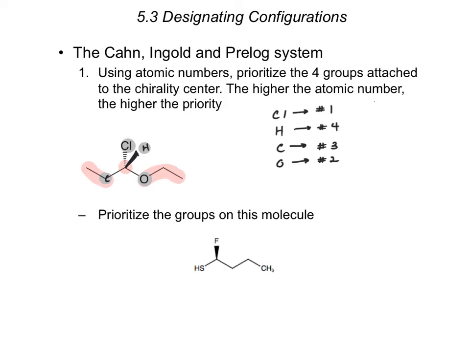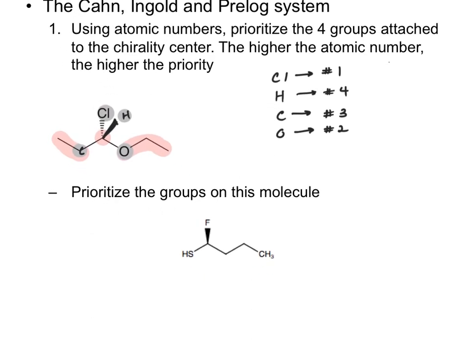There's an example of it later on. But if there is a hydrogen, it will always be number 4. Okay, so same exact thing down here, let's say. Where is my chiral center on this molecule? Right there, right?